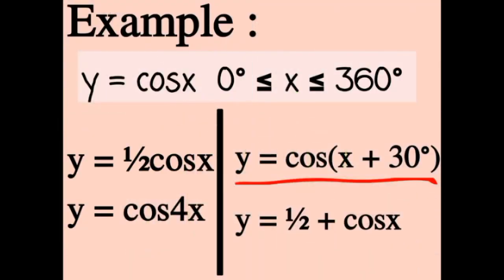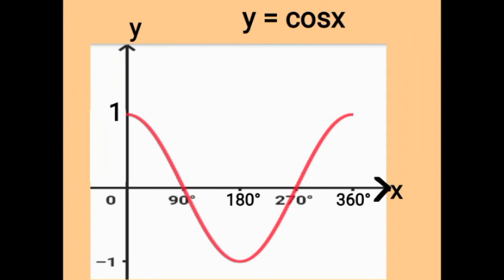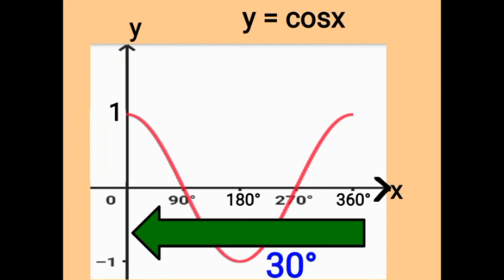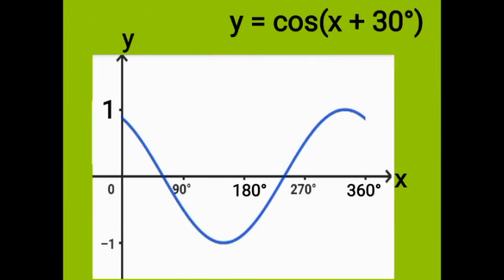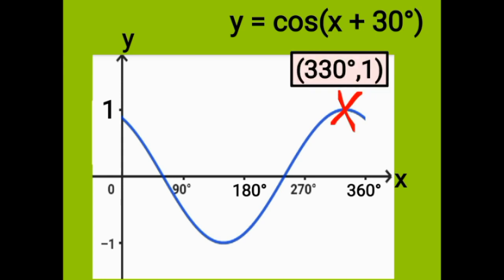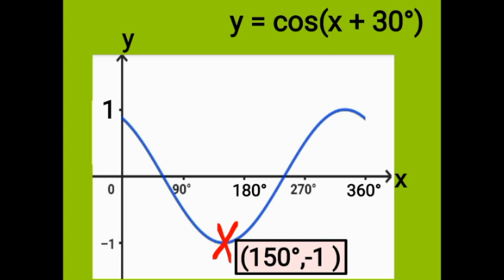Y equals cos (x plus 30 degrees). This is the translation of the graph y equals cos x by 30 degrees in the direction of the negative x-axis. So, we subtract 30 degrees from all the x coordinates and hence this is the graph of y equals cos (x plus 30 degrees). The graph now has a maximum point at 330 degrees, 1 and a minimum point at 150 degrees, minus 1.